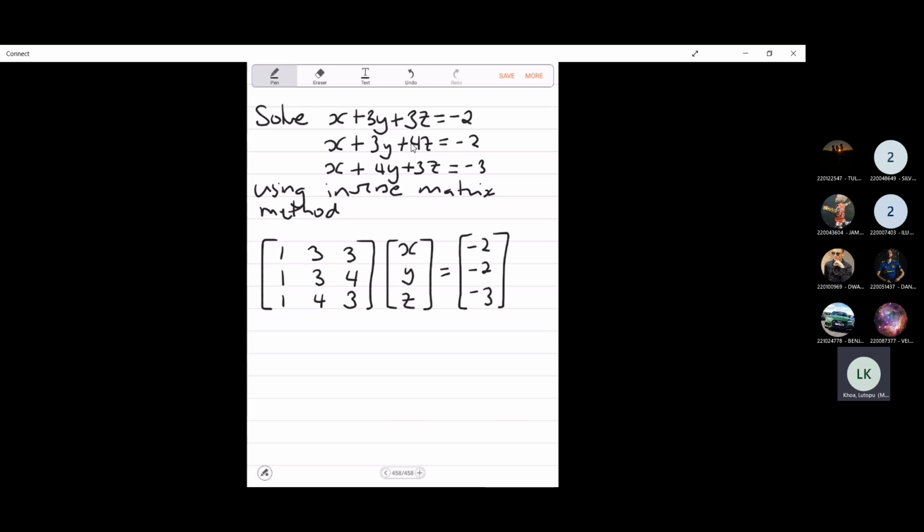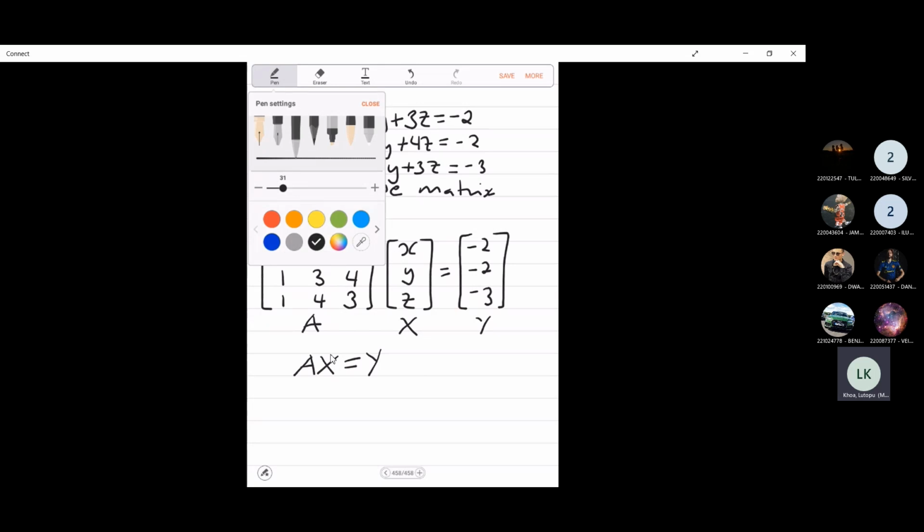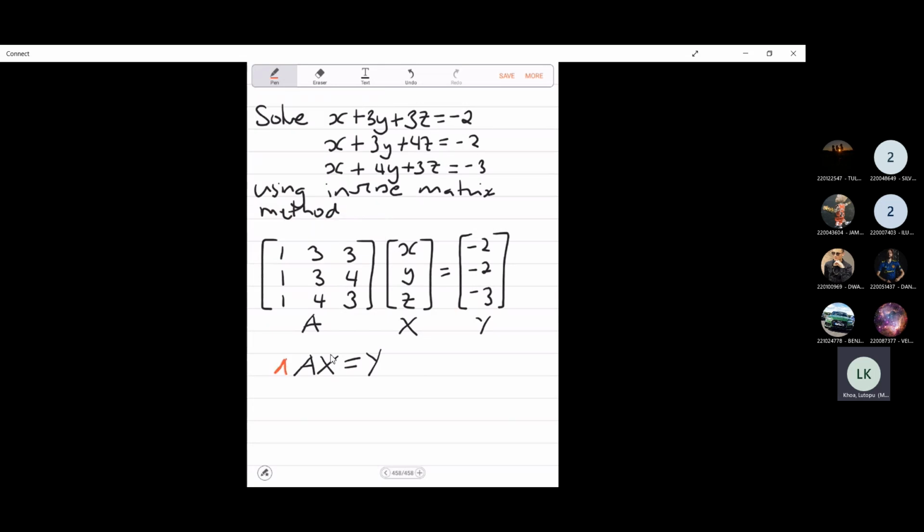So this is my matrix A. This is my matrix X with the variables. And then this is my matrix Y. So you can see I have A times X is equal to Y. So I want X to be alone. What I need to do is multiply by A inverse on both sides. Here I will put A inverse. Then I will have X by itself. So this matrix is gone. Then I'll have this one here isolated, and then I can just read off X is equal to this, Y is equal to that, and Z is equal to that.